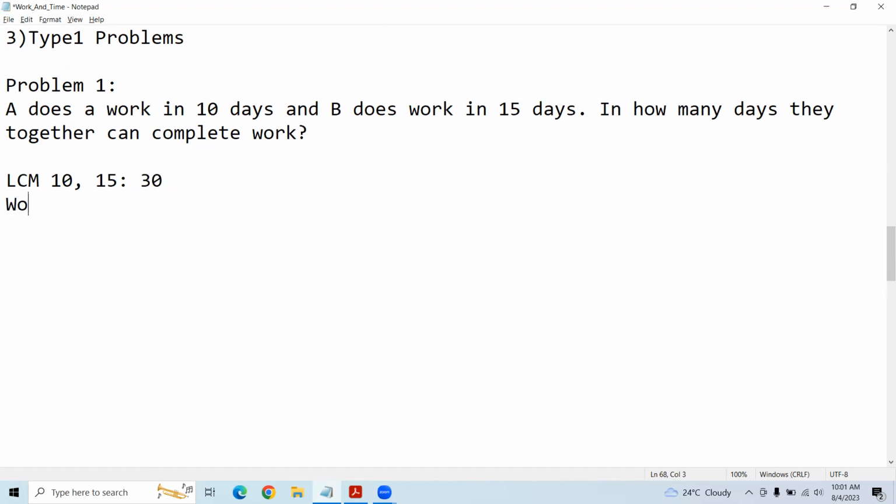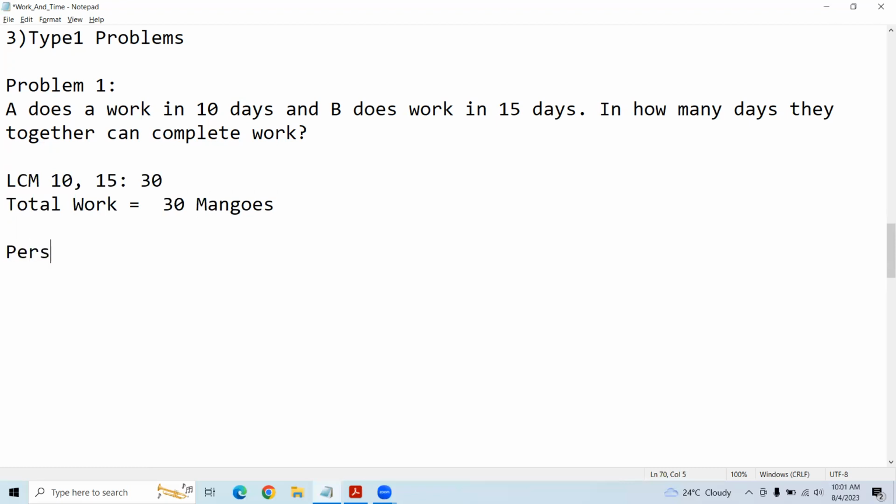And whatever LCM we get, that is nothing but our total work. Total work is equal to 30 mangoes. So when 30 mangoes are eaten completely, our work is completed. You just try to correlate like that. Okay. Now here we are going to create a small table. This is just for understanding. When you get expertise in solving this kind of question, you can just write numbers and solve the problem within a couple of minutes.